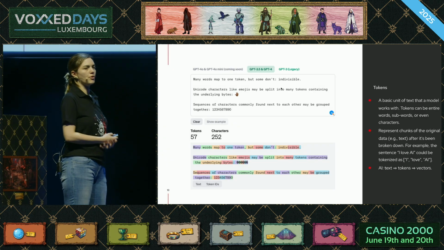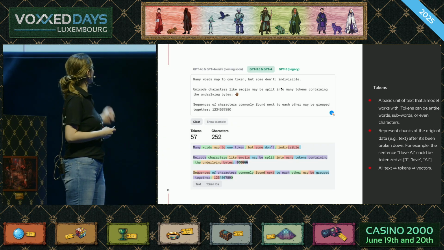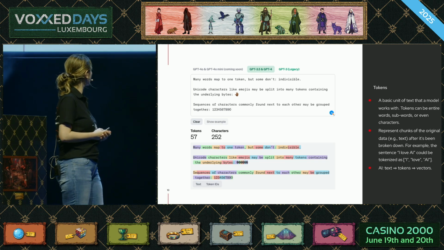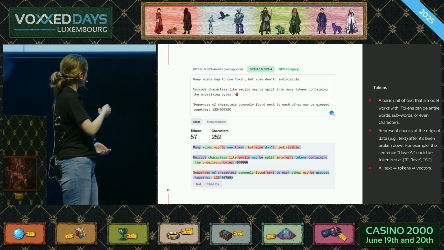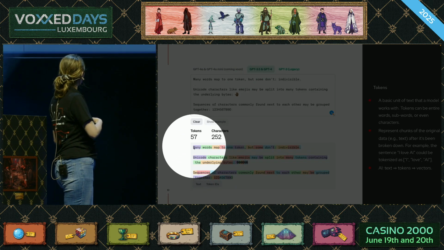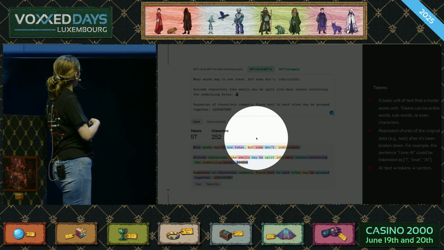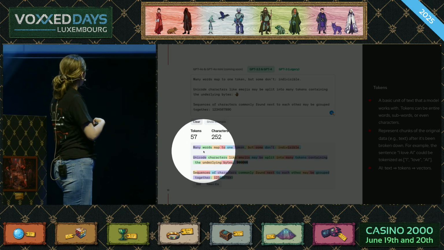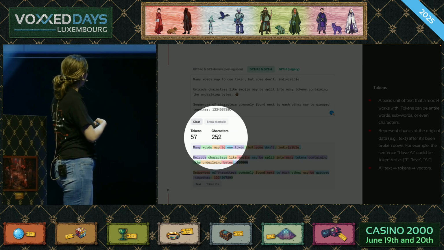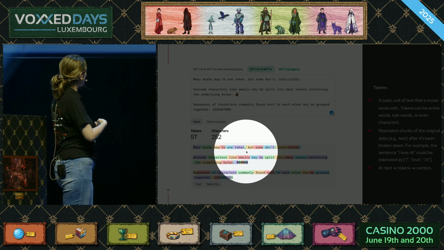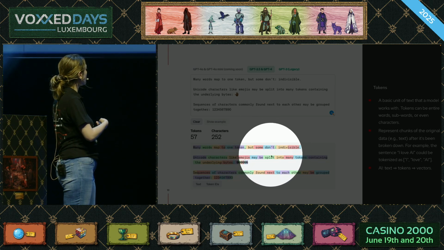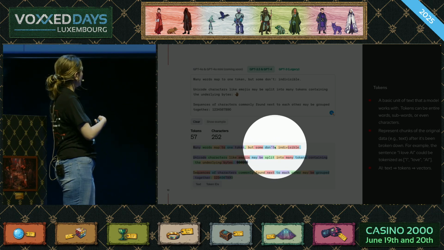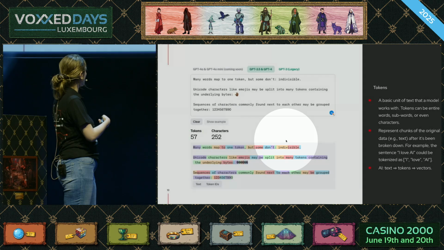So, an example of a text, and here it outputs: we have detected 57 tokens, which is also the number of characters. Let's check the first line again after it's tokenized. Many words map to one token, but some don't, indivisible. So here you see that one word is equal to one token. The punctuation is equal to one token, but the token can also be a subword, I would call it. And you see this is two tokens.